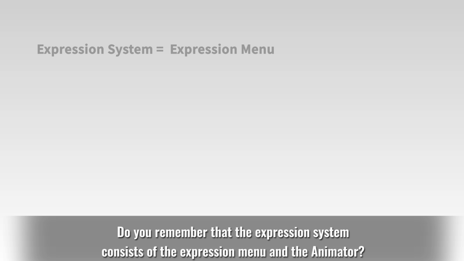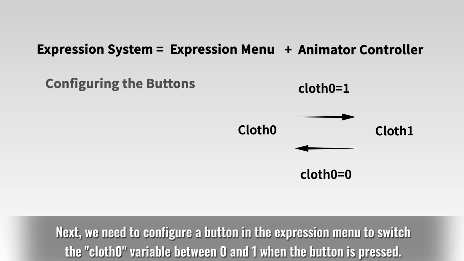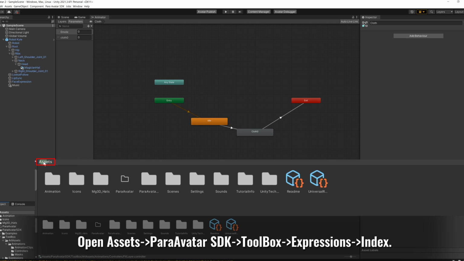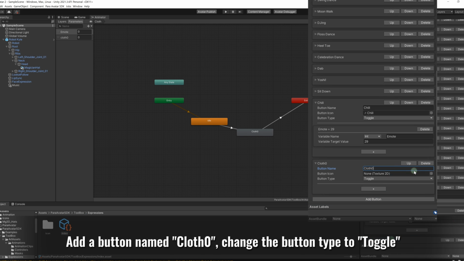Do you remember that the expression system consists of the expression menu and the animator? Next, we need to configure a button in the expression menu to switch the Cloth 0 variable between 0 and 1 when the button is pressed. Open Assets, greater than ParaSpace SDK, greater than Toolbox, greater than Expressions, greater than Index. Add a button named Cloth 0.